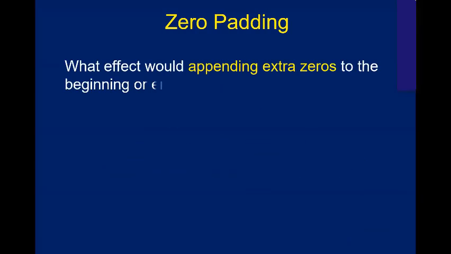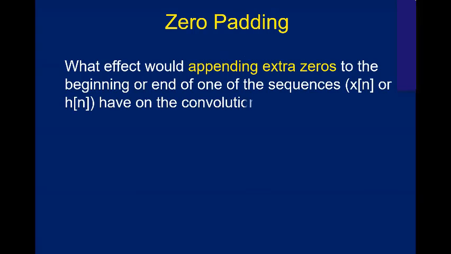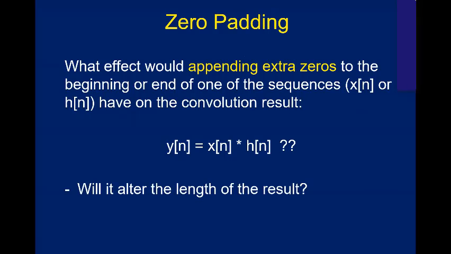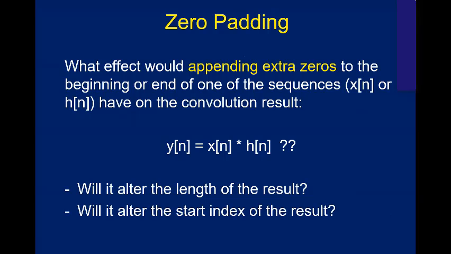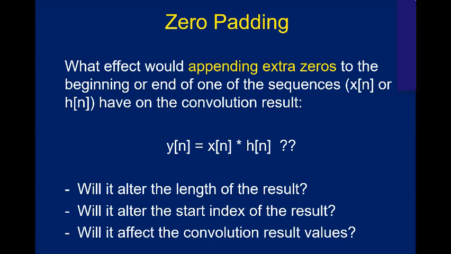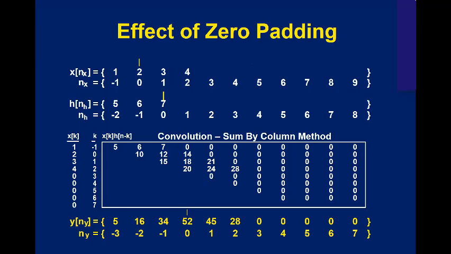So we want to explore what effect does appending extra zeros to the beginning or the end of the sequence have on a convolution result? Does it alter the length of the result? Does it alter the starting index of the result? And most importantly, does it change the actual numeric values that we get out of the convolution process? We don't want it to, but let's explore whether it's going to be a problem or not. And probably easiest to explore this by way of example.